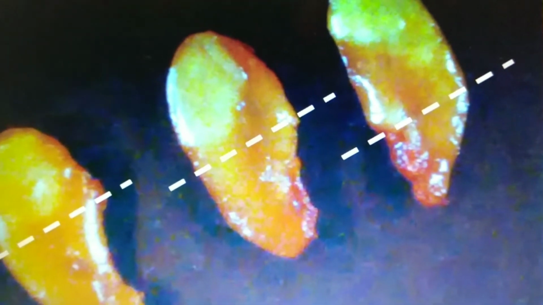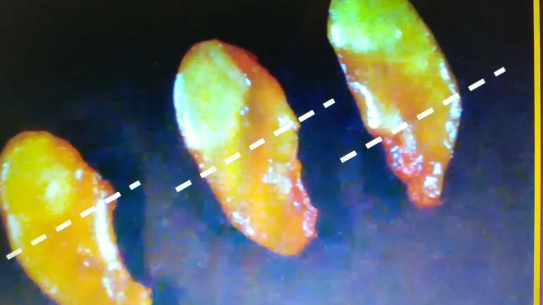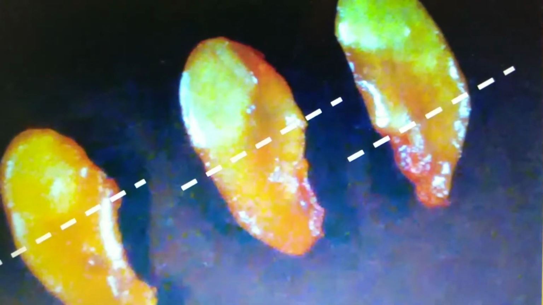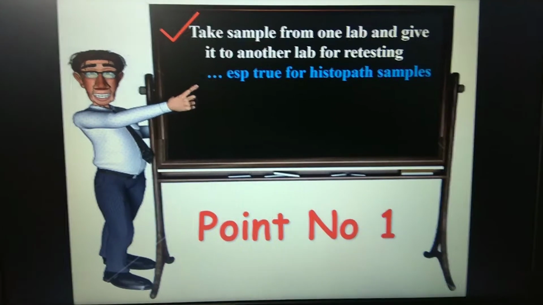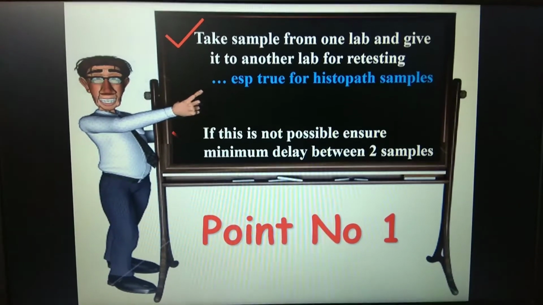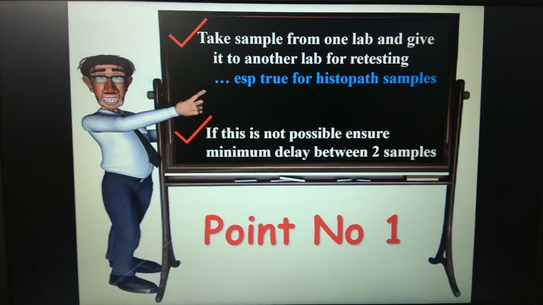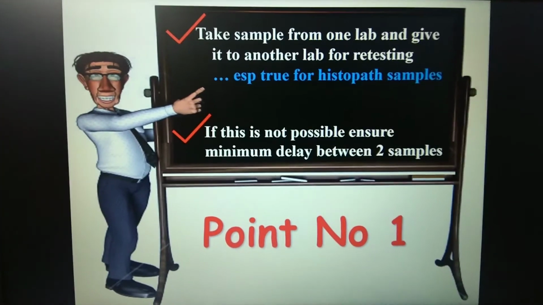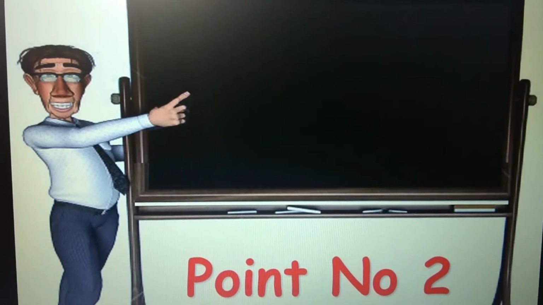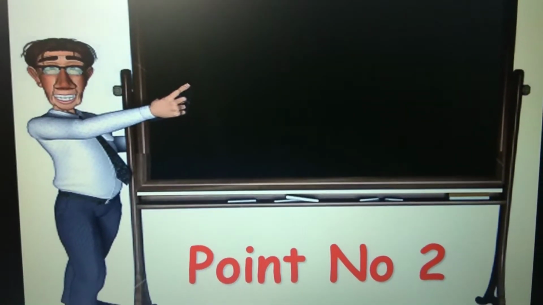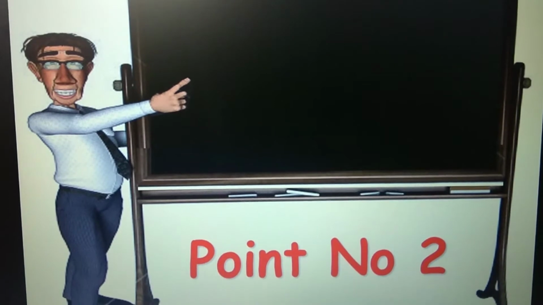Naturally, the lab which receives the upper part will correctly diagnose Hodgkin lymphoma, and since it's not present in the lower parts of the lymph node, the other lab will not give that report, but both are correct. You made the mistake of dividing the sample. Now, if this is not possible for any reason, then ensure minimum delay between two samples. Point number 2 is, on top of natural fluctuation, fluctuation in values because of treatment given may be superimposed.